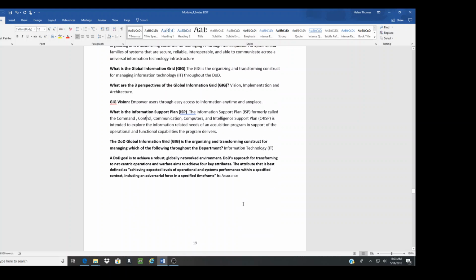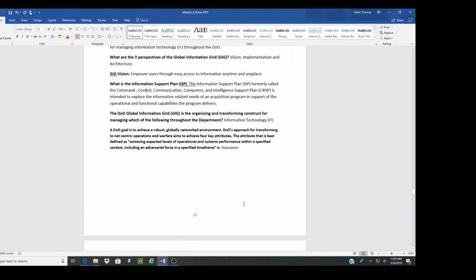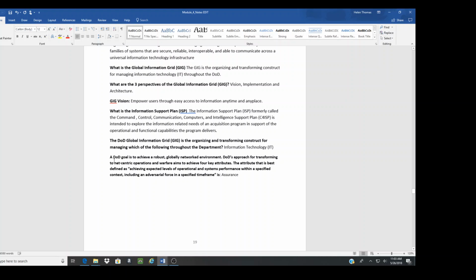So I think this was a question on a check on learning, so that's why you see it here at the bottom. I added these. Let's see what this one says. A DoD goal is to achieve a robust, globally networked environment. DoD's approach for transforming net-centric operations and warfare aims to achieve 4 attributes. The attribute best defined as achieving expected level of operational and systems performance within a specified context, including adversarial force, in a specified time frame, is assurance.